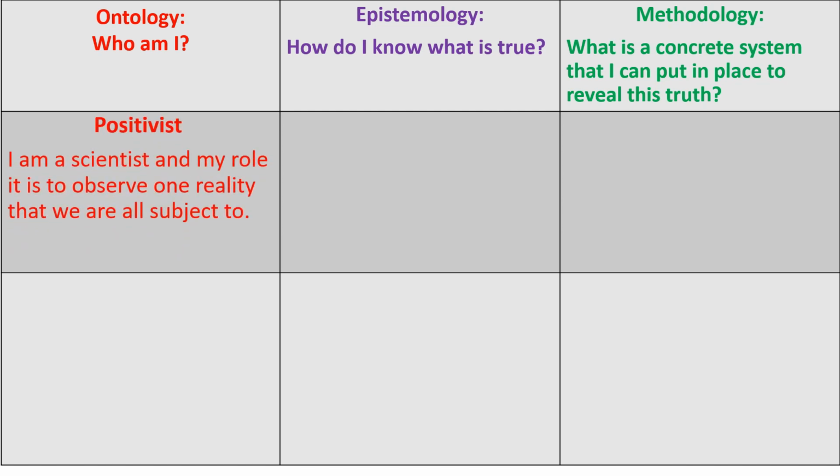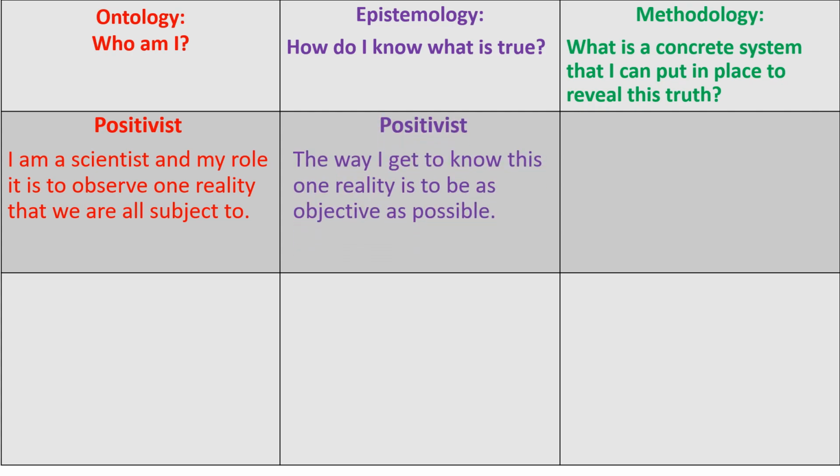So the ontology of the positivist is that he is a scientist. That is who he is. That is his being. It is his duty as a scientist to observe one reality that we are all subject to. This is his ontology.